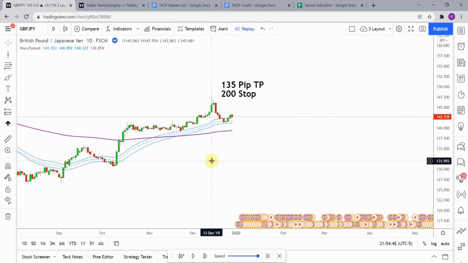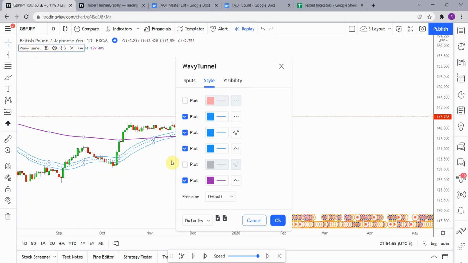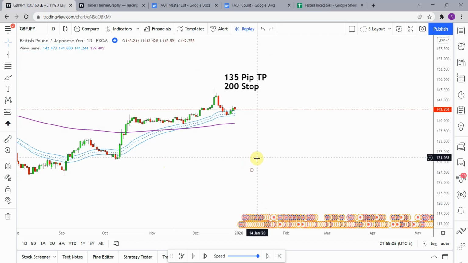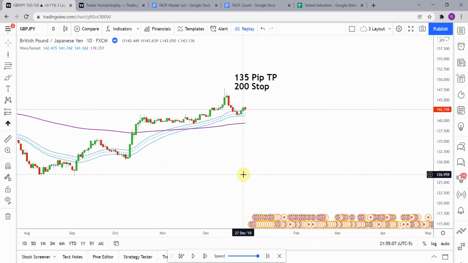Alright, so today's indicator is the Wavy tunnel indicator, and you can see it here on screen. I did go in and make two slight modifications. So I turned off this top plot right here that is in red, and I turned off this gray plot right here that is in gray. Leaves us with this right here.